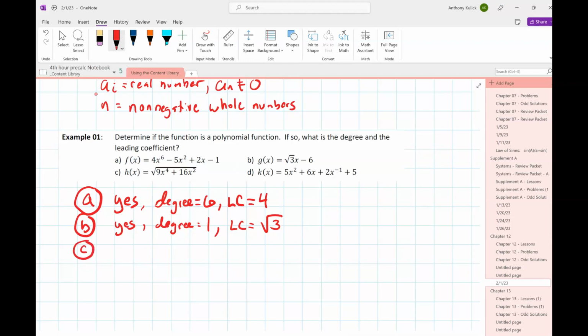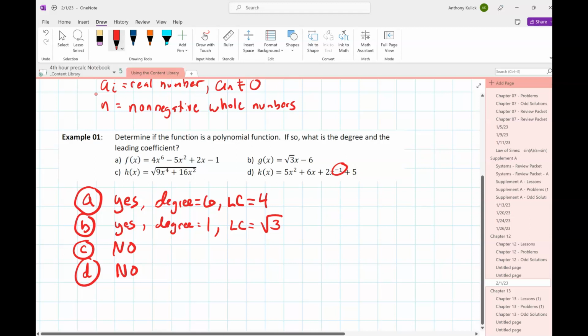How about C? Is that a polynomial? No. Why not? Yeah, the square root is over the x. That right there is enough to be like, nope, not a polynomial. Good. What's wrong with D? Yeah, that's not a polynomial because we have an exponent that's not non-negative. And it doesn't matter that the rest of it looks good. If you've got one term in there that's bad, not a polynomial. What do you guys think? Okay with this idea? Remember doing this last year a little bit, I'm sure.